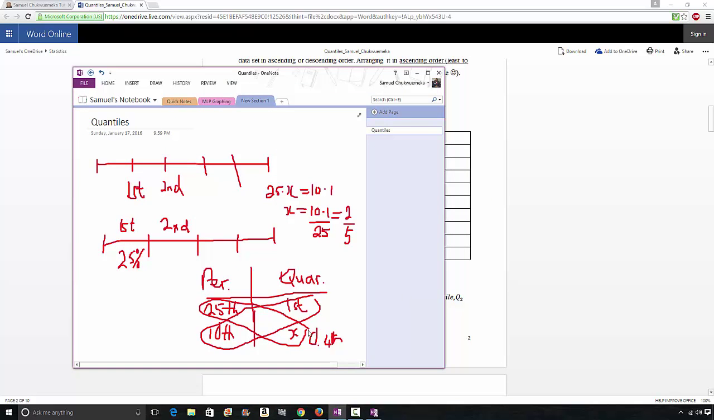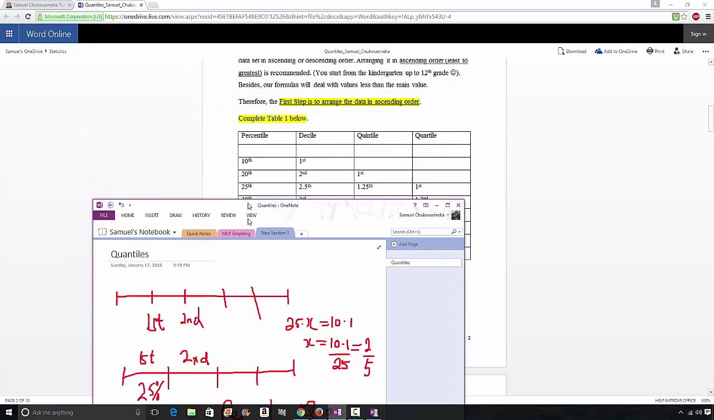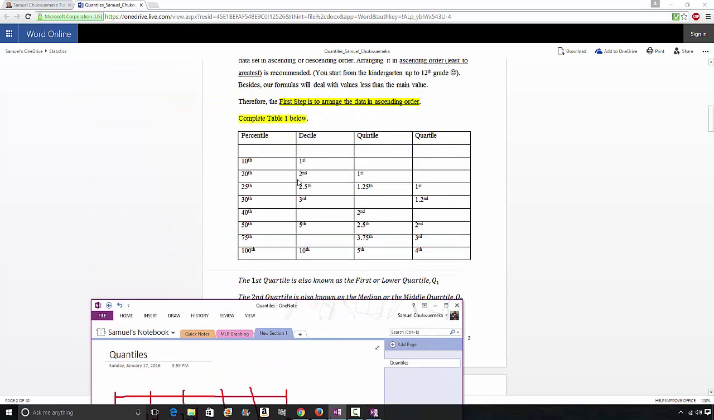You can play with it to know what percentile, converting between quantiles. For example, what quintile is the 30th percentile?